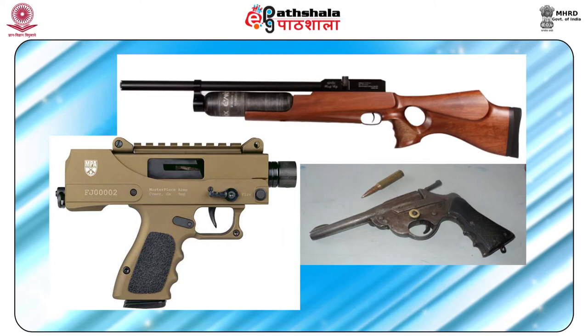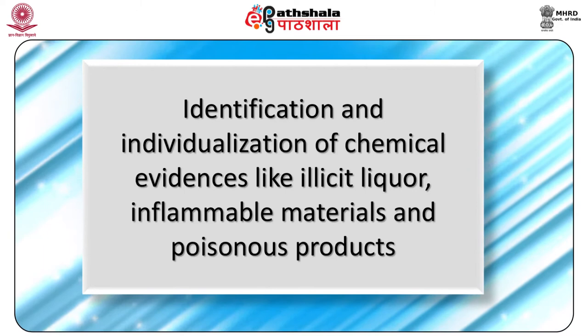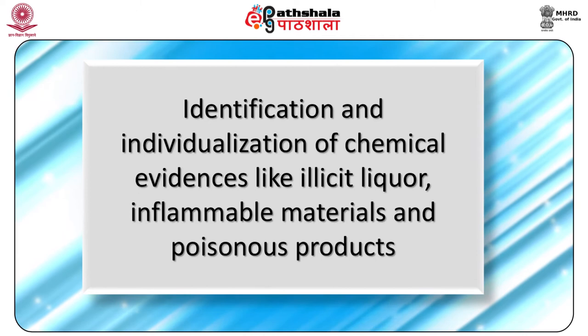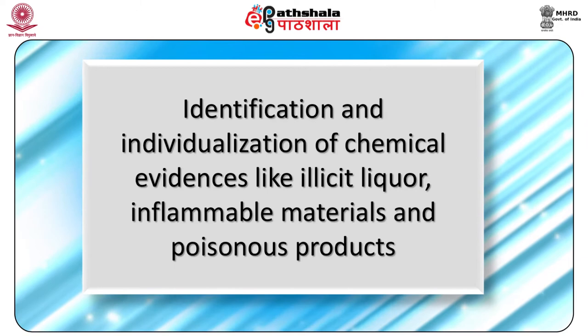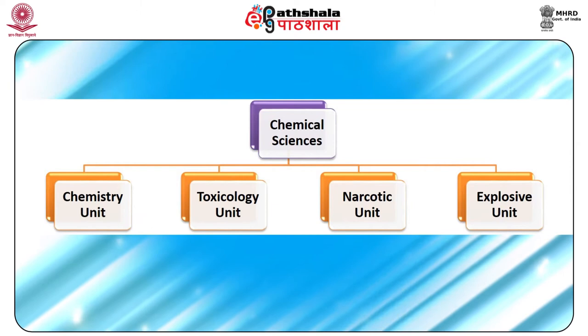Chemical sciences. In this science, all the chemical evidences, including illicit liquor, inflammable materials, and poisonous products, are analyzed for their identification and individualization. Depending upon the nature of analysis and type of sample, the chemical sciences can be divided into four units, which are chemistry unit, toxicology unit, narcotics unit, and explosives unit.